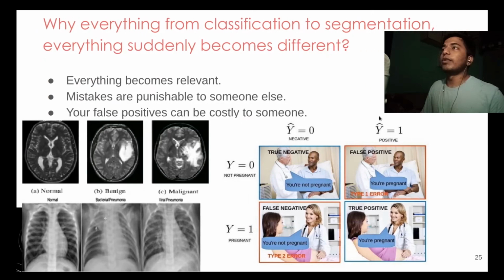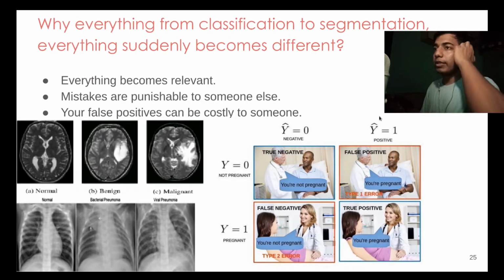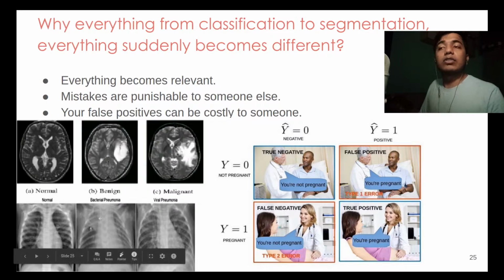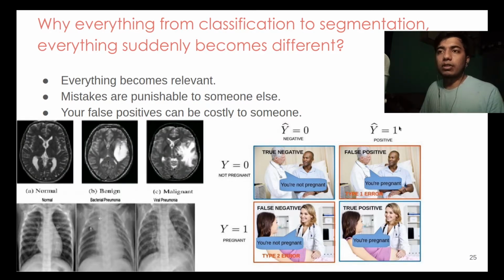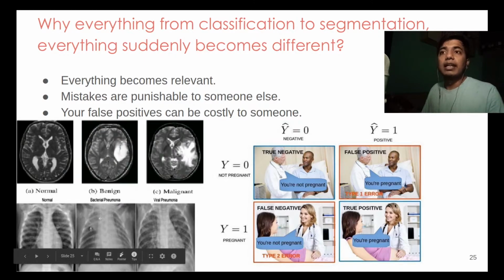Now, moving forward, what happens between classification and segmentation and why does everything become different all of a sudden? As you can see in this very nice example over here, let's say you deploy an app which is used by clinicians every day. Let's just take a very random example: saying you're pregnant to a woman makes sense, and that's why it's called a true positive.